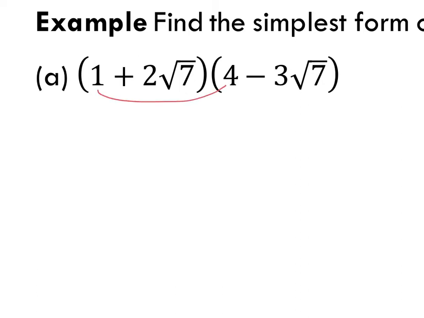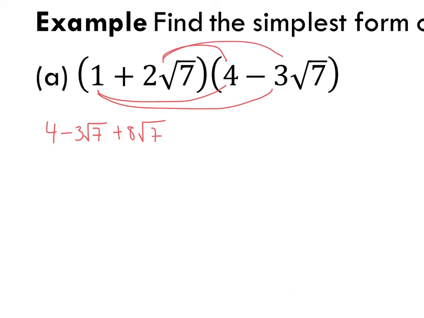Okay, so we know we'll have 1 times 4, that's 4. 1 times negative 3 square root 7 is negative 3 square root 7. 2 square root 7 times 4 is positive 8 square root 7. And 2 square root 7 times negative 3 square root 7, think of it as 2 times negative 3, which is negative 6. And square root 7 times square root 7 is just 7. And then we just simplify it.